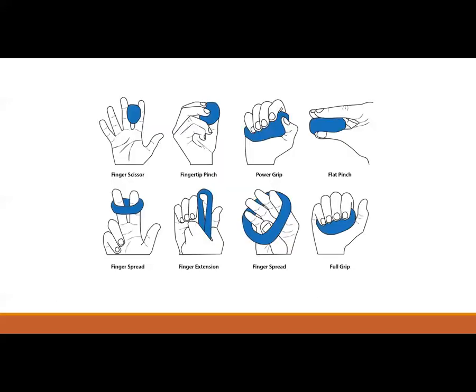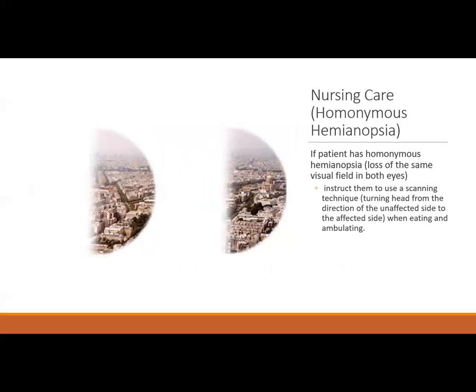These are just some of the hand exercises that they can do. A lot of times occupational therapy will train them how to do these things. The other one is homonymous hemianopsia, which means they have loss of the same visual field in both eyes. So basically in both eyes, they've lost the same amount. This one works a little bit differently than some of our other instructions. That's why I put it on here.